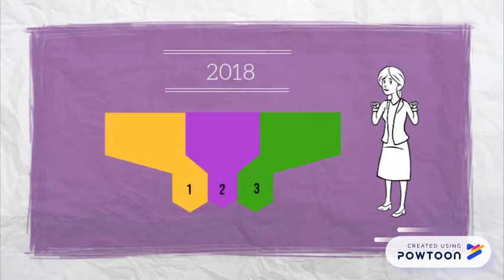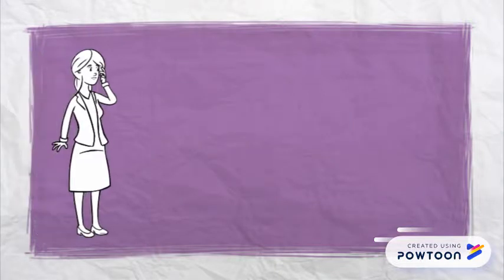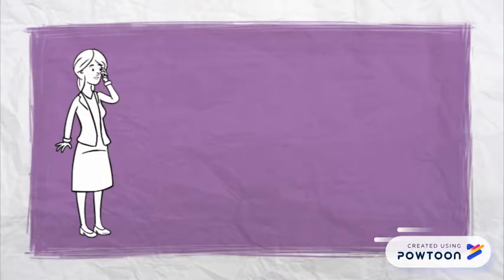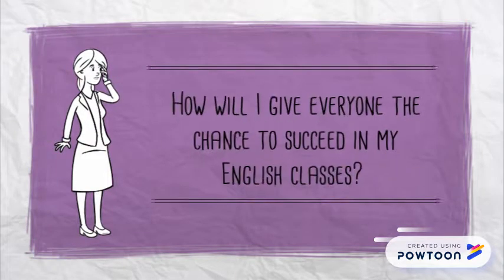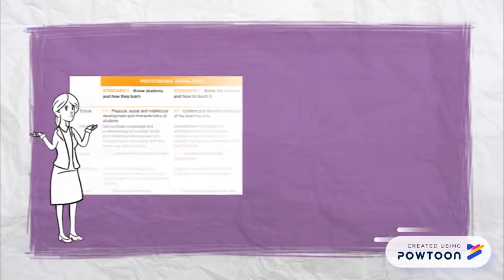When I look back on my professional knowledge, practice and engagement at the beginning of the year, I can see how far I've come, but there's still a long way to go. To clarify the views and values I hold about English teaching, I have come to ask myself the question, how will I give everyone the chance to succeed in my English classes? I know part of the answer.